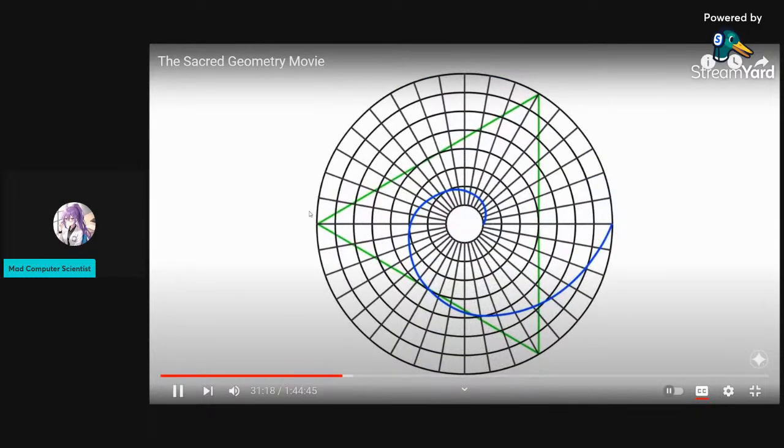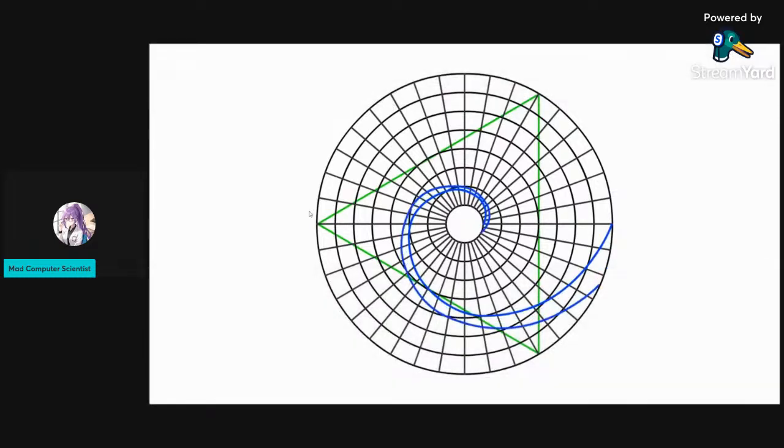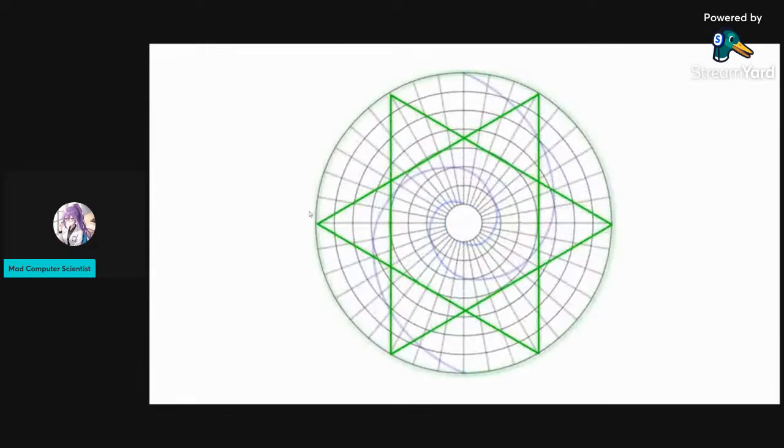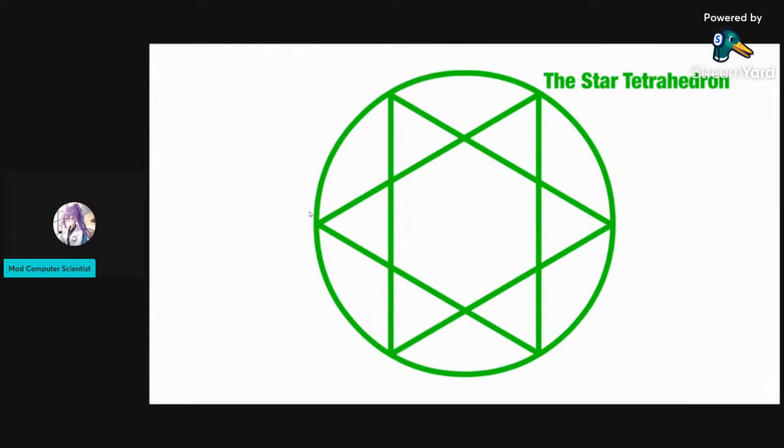So on this polar graph, if you're going to copy nature, you don't just plot one spiral, you have to plot two. When you do that, it gives you this image, which is a star tetrahedron inside of a sphere. We mentioned this in lesson 7, and this image is more commonly known as the Star of David.